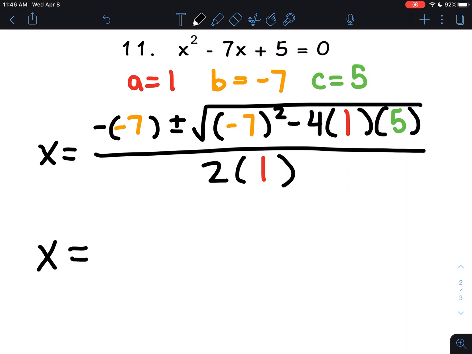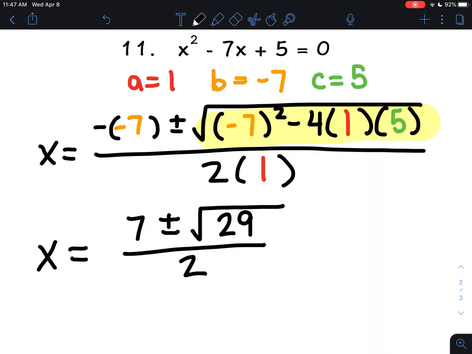All right, so then I am going to write this out simplified. So x is equal to -7 is +7 plus or minus. Remember that we want you to do the discriminant first. So no square root, just type in negative 7 squared minus 4 times 1 times 5, which is going to be 49 minus 20, which is 29, all over 2.